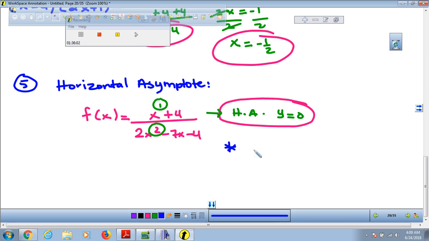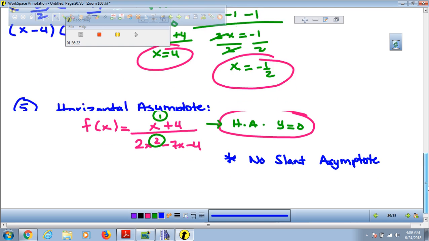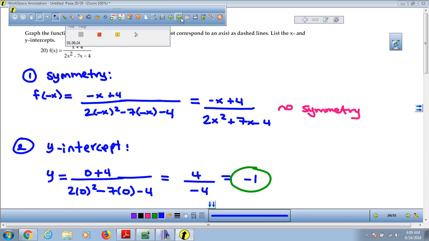So I'm going to add here something on my own. No slant asymptote. When is the only time you're going to have a slant asymptote? When the degree on the numerator is greater than the degree of the denominator by exactly 1 more. But that's not the case here. Okay, and so once you gather all this information, you're ready to do the graph, which is what this question was about.